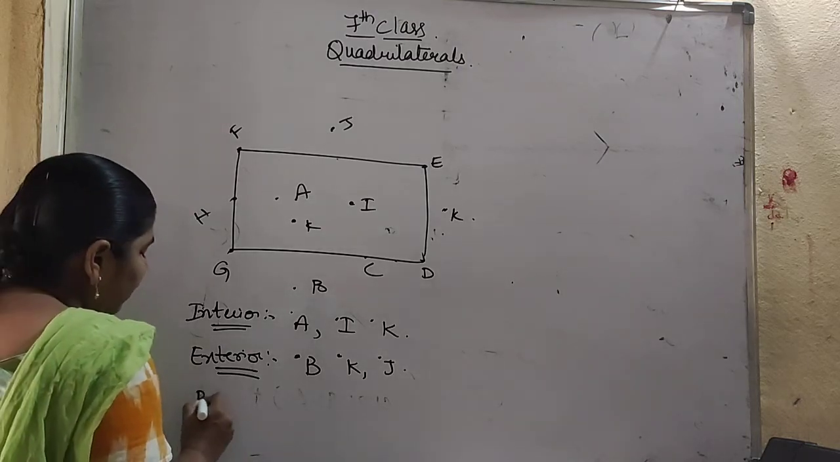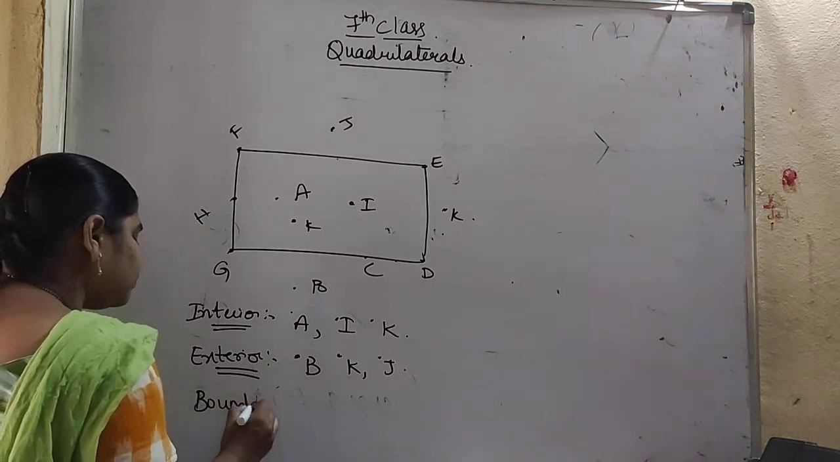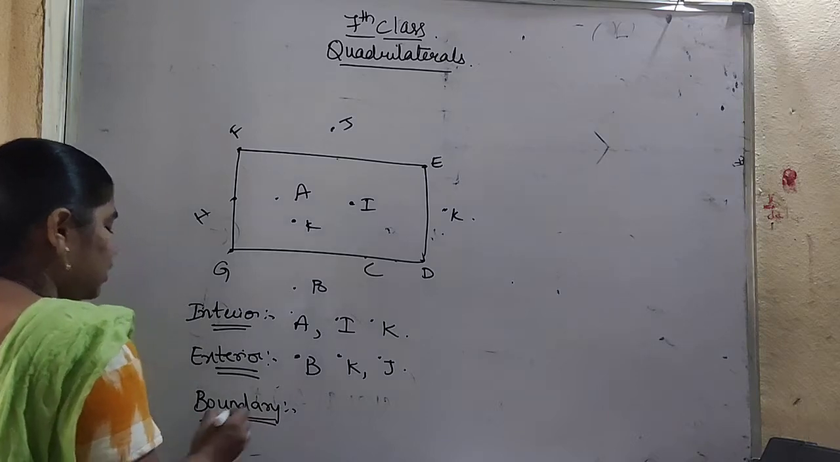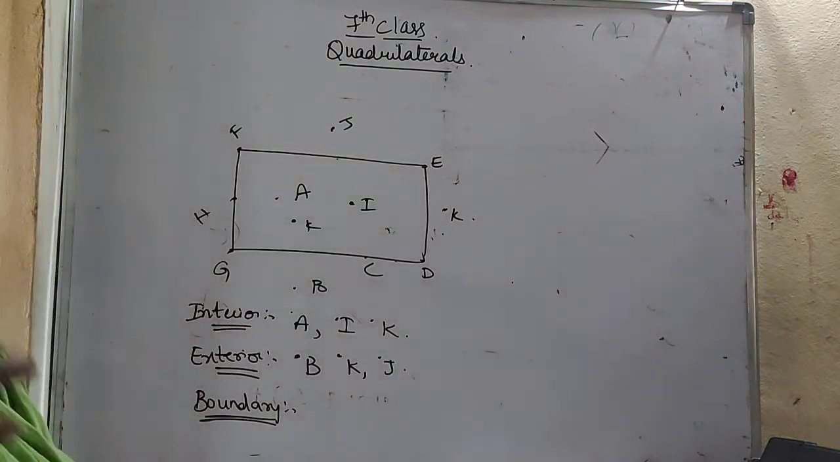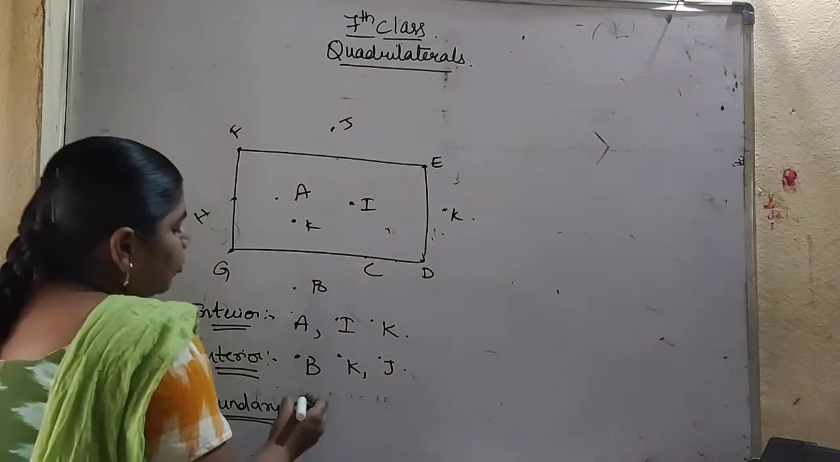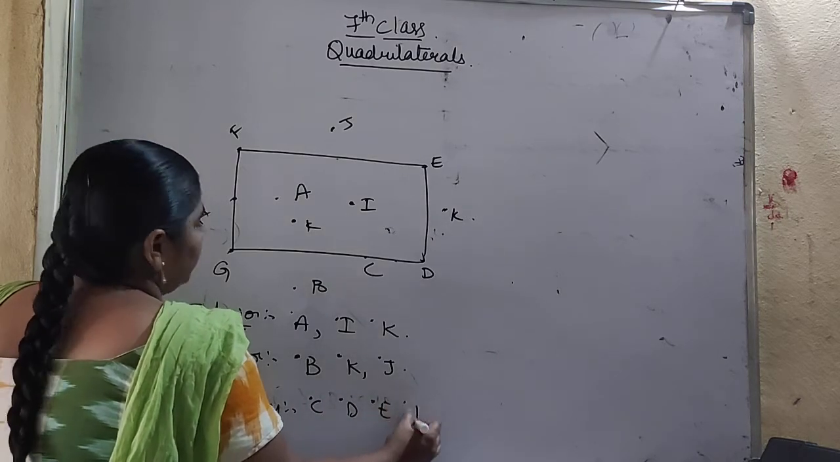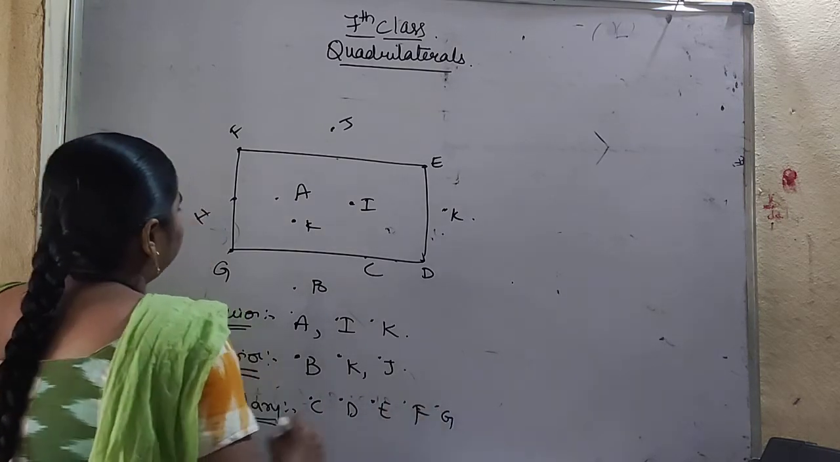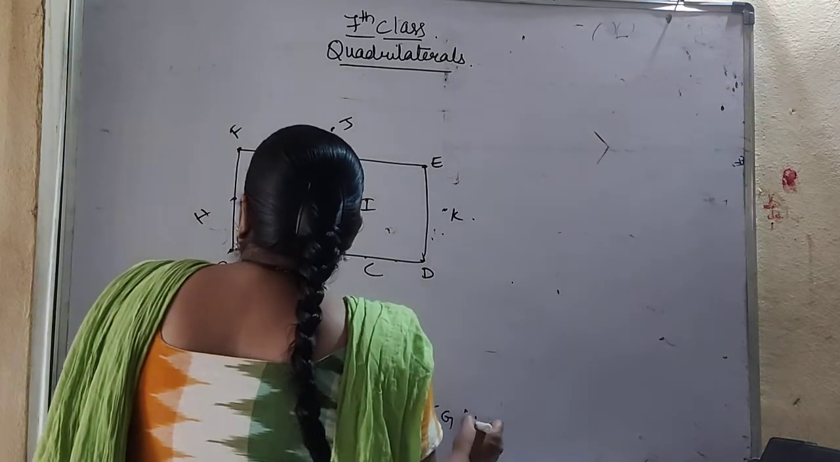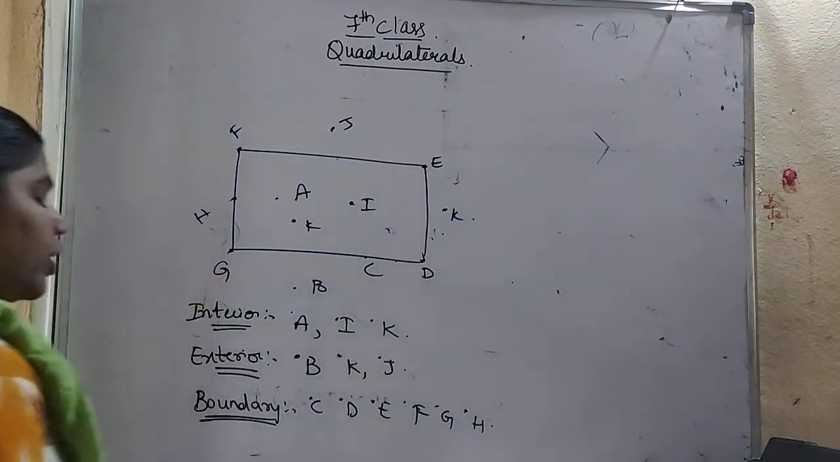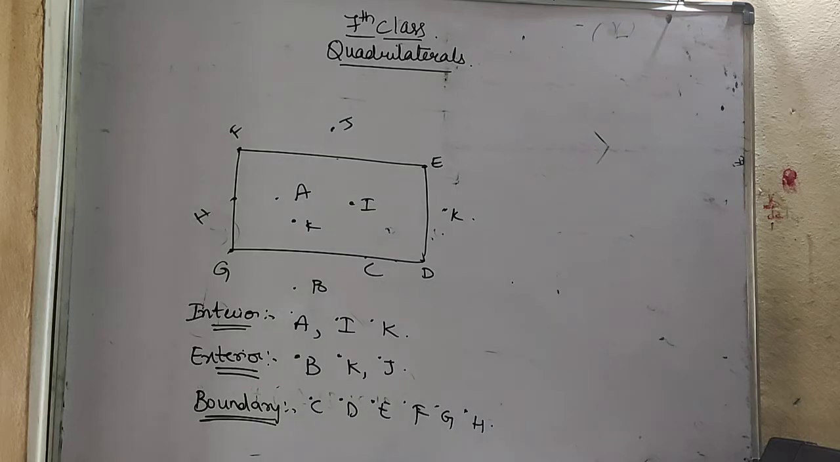So if I ask for boundary points, boundary is nothing but the points which are lying on the line segment. So what are the points? C, D, E, F, G and H. So these are the points which are lying on the line segment. So this is about interior, exterior and boundary points.